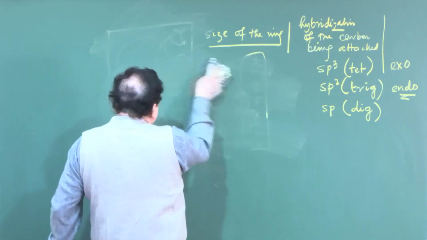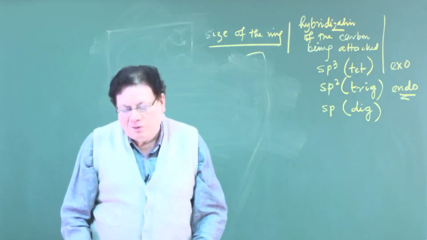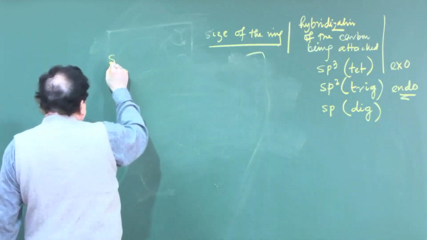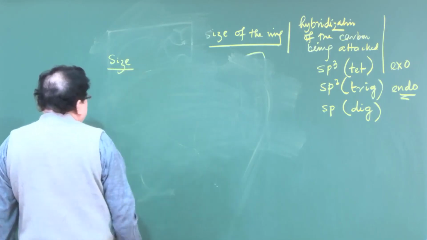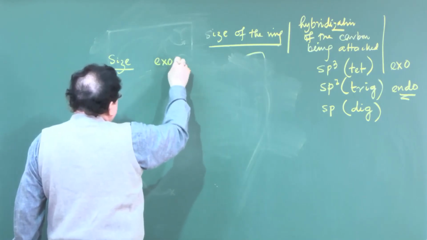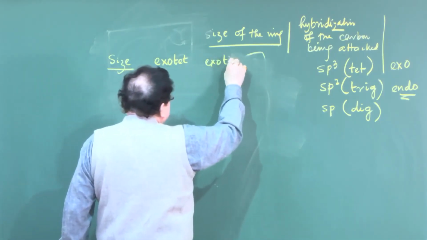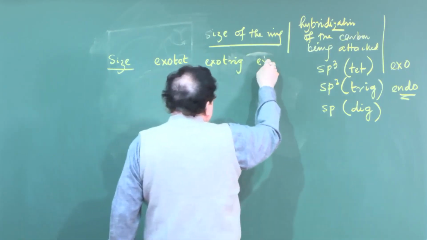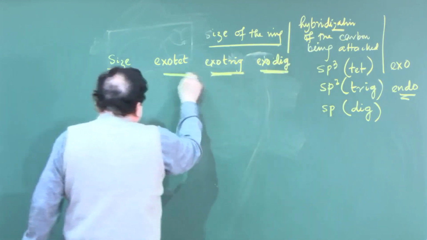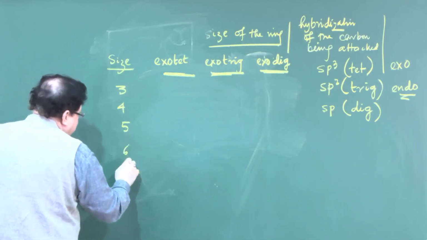Okay. Now, the question is about all these cyclizations. You have different varieties now. Suppose I make a chart: size of the ring, and then you can have exo-tet cyclization, exo-trig cyclization, and exo-dig cyclization. Okay. And suppose the ring sizes are 3, 4, 5, 6, 7. We will not go beyond that.